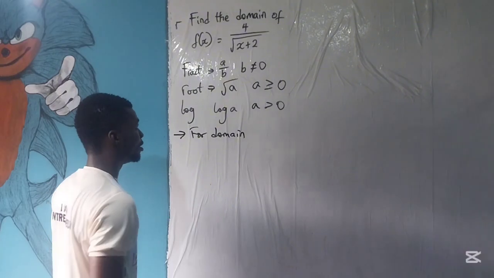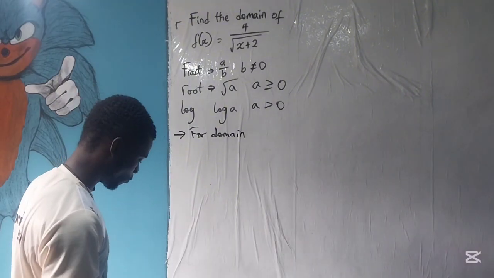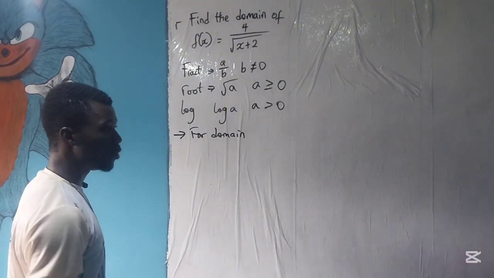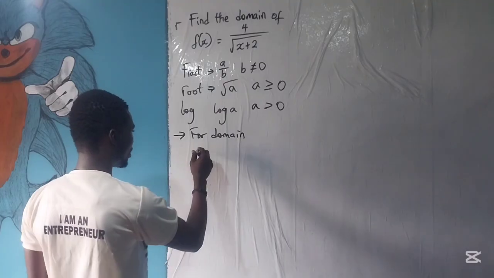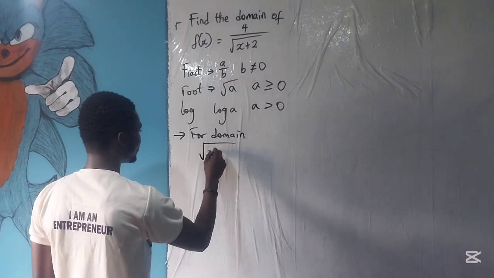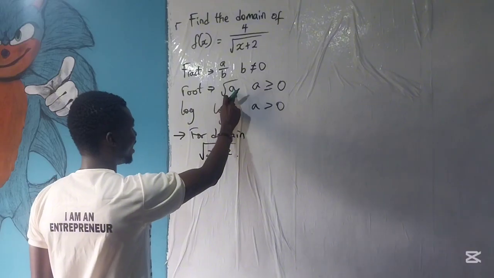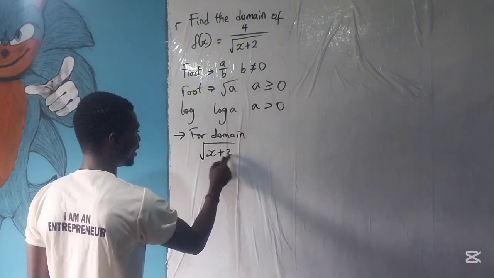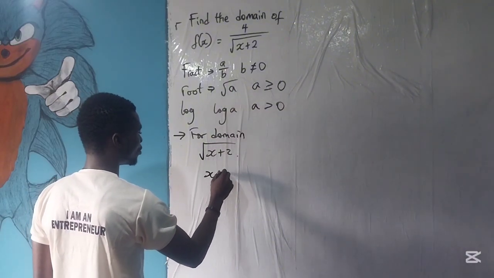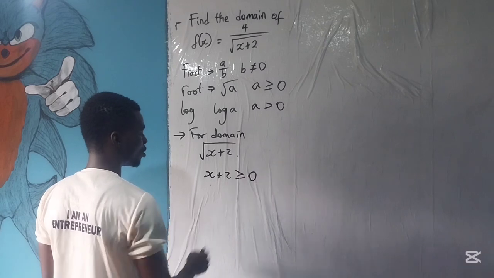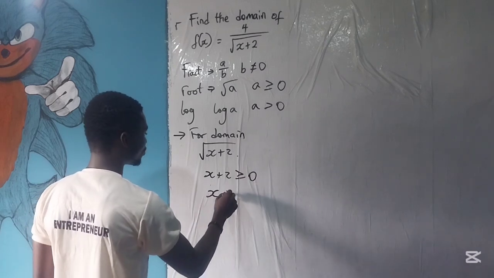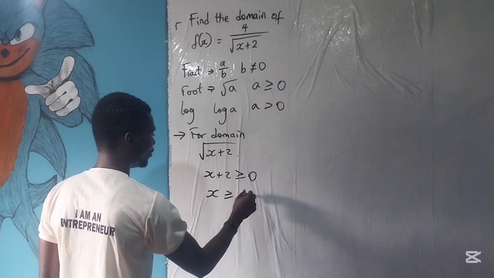First of all, we have the square root. So let's do the square root first. So we have root x plus 2. Now, what do we say about root x plus 2? A should be greater than or equal to 0. What's our A? What's in the bracket? That means x plus 2 should be greater than or equal to 0. That means x should be greater than or equal to minus 2.